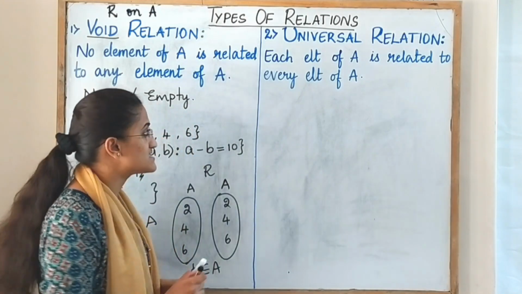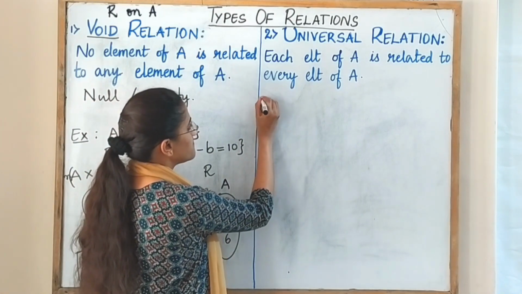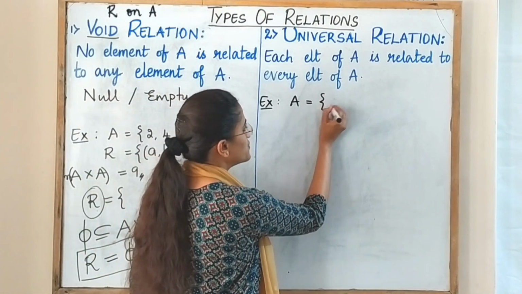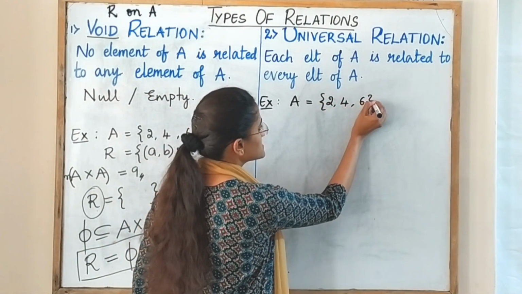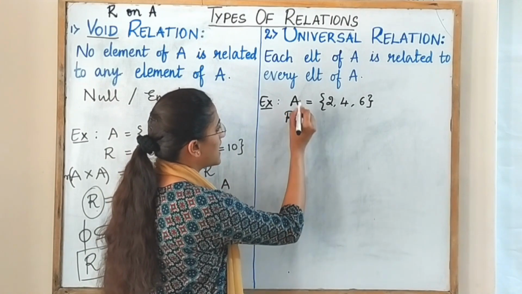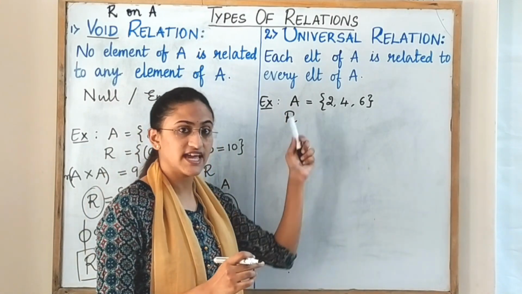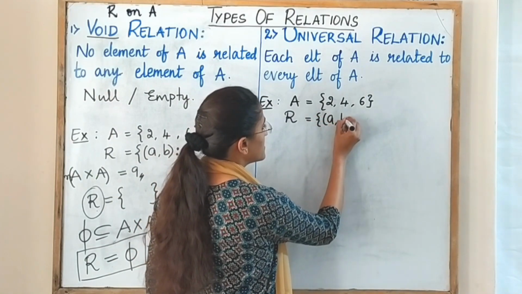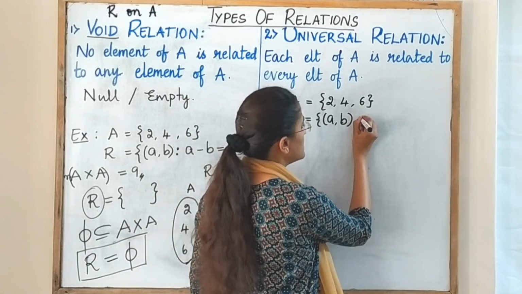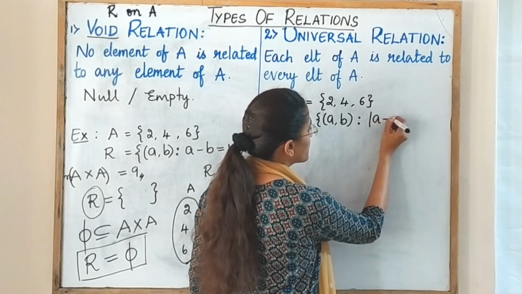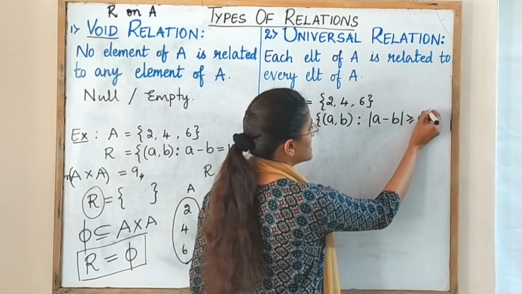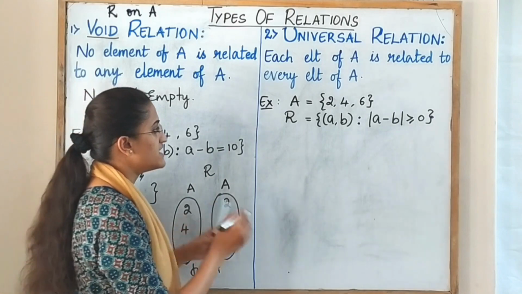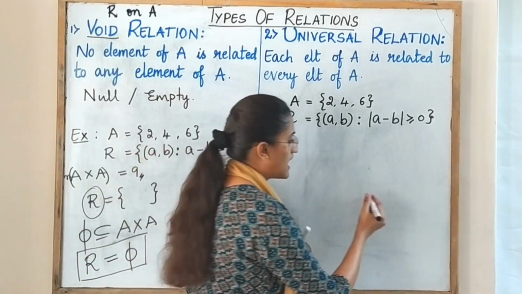Let us again understand this using a small example. I shall take A equal to the same set, 2, 4, 6, and define the relation R from the set A to the set A itself. Then R is equal to, I am defining relation R as (a, b) such that modulus of a minus b is always greater than or equal to 0. This is how I have defined the relation. Now we shall understand this using an arrow diagram.